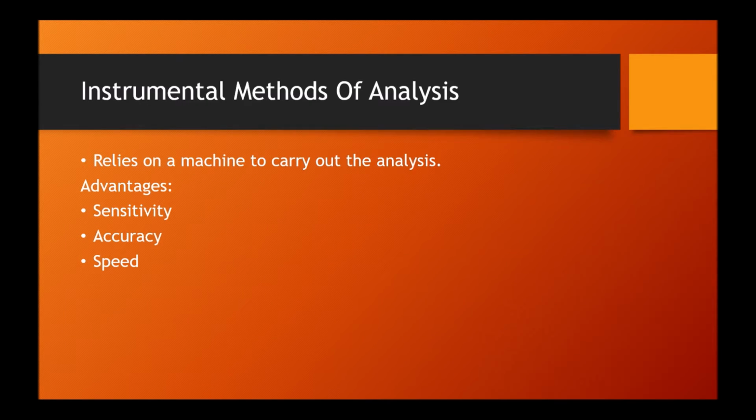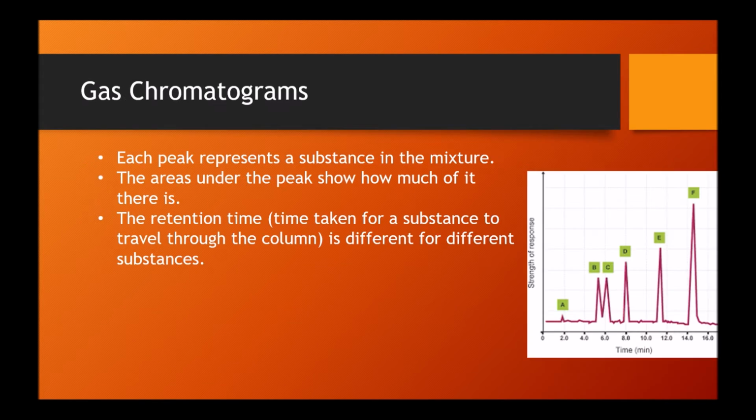There are also instrumental methods of analysis, which rely on a machine to carry out the analysis. And there are three advantages, which are how sensitive the machine is, how accurate it is, and also the speed of it, because it can be a lot faster.